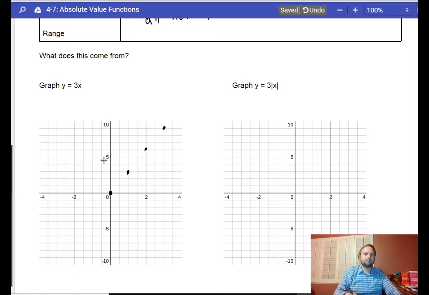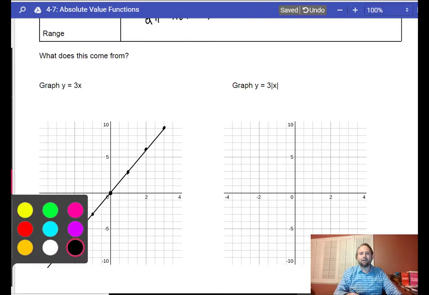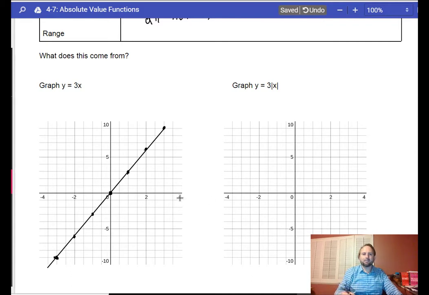Now if we plugged in negative numbers, negative 1 would be negative 3. If we plugged in negative 2, we'd get negative 6. If we plugged in negative 3, we'd get negative 9. So this is our graph of y equals 3x. Looks like that. Now, we have this line right here.